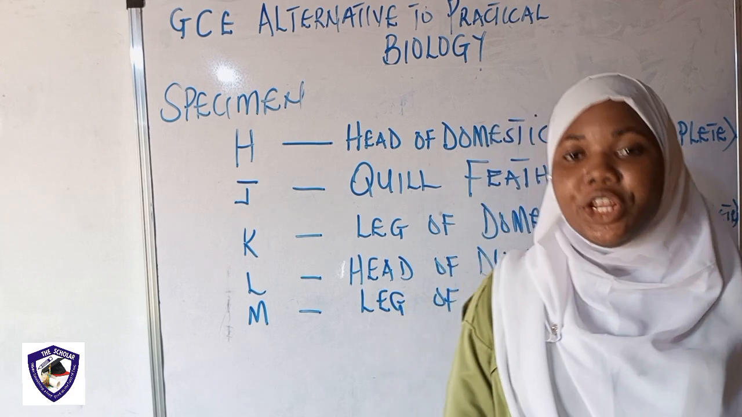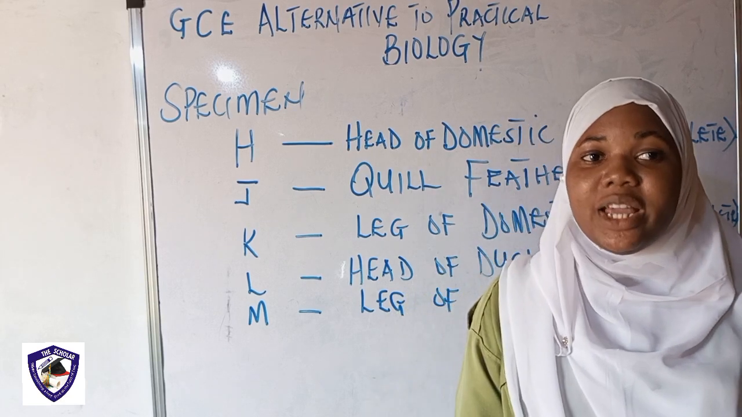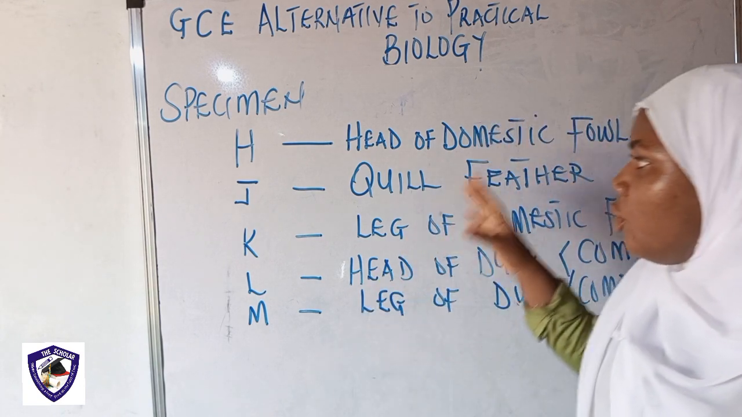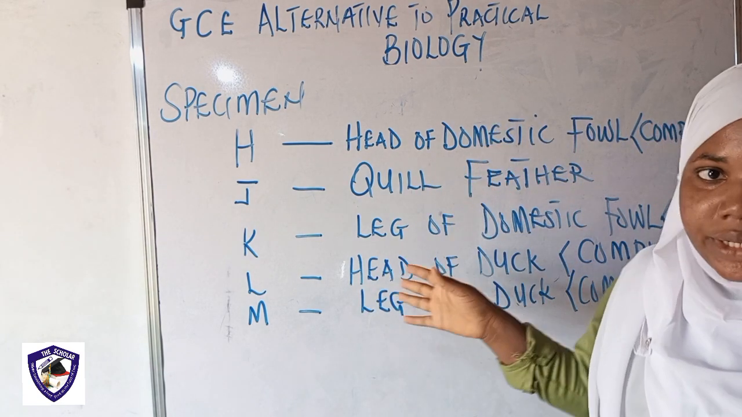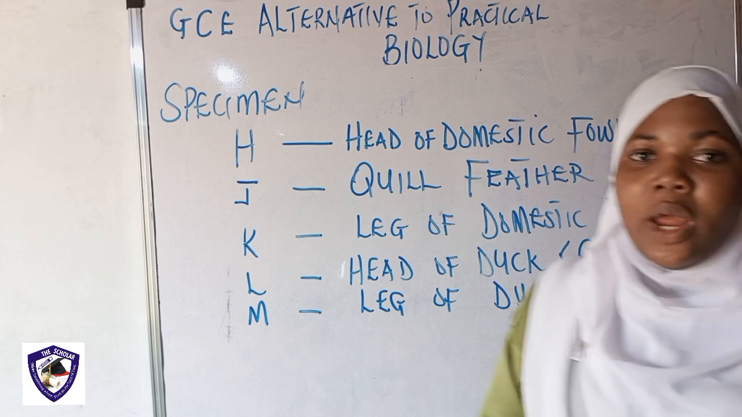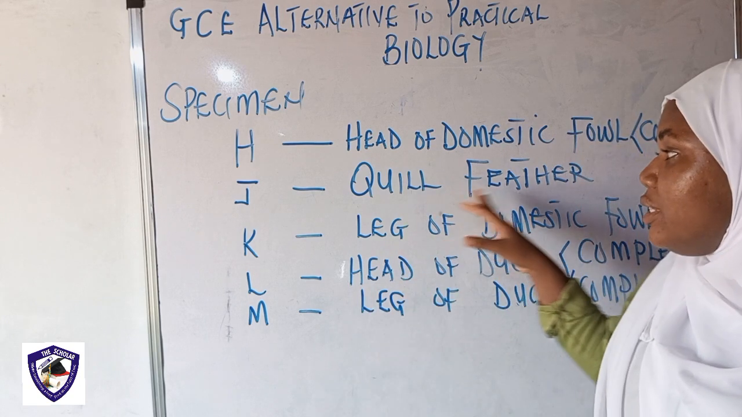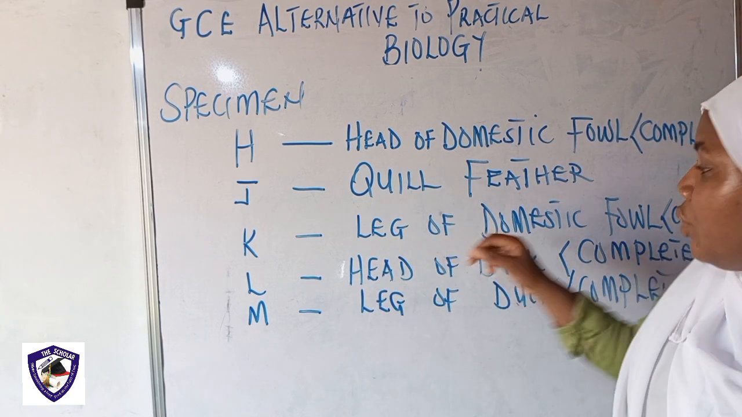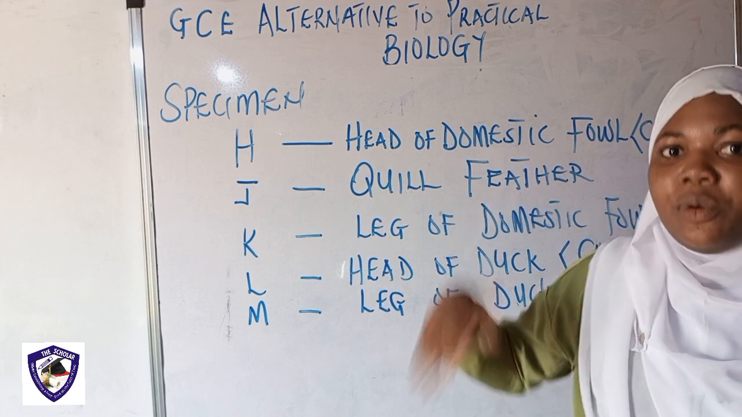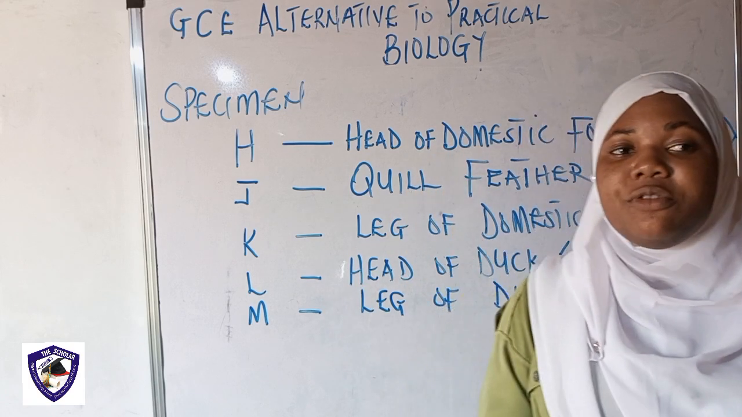Now, specimen H, the domestic fowl, belongs to the kingdom Animalia, the phylum Chordata because they have a backbone, and the class Aves because they are warm-blooded. What you should notice about these specimens is that all of them belong to the kingdom Animalia, because the quail feather belongs to animals in the kingdom Animalia and phylum Chordata. Also, the leg of domestic fowl is like specimen H, but that's the head of the domestic fowl. So all these specimens belong to the kingdom Animalia and the phylum Chordata.